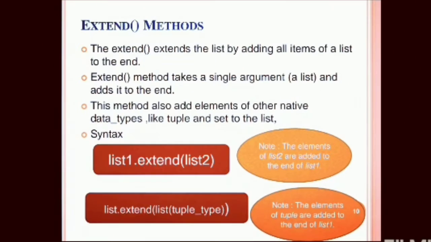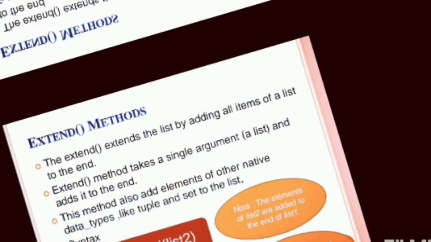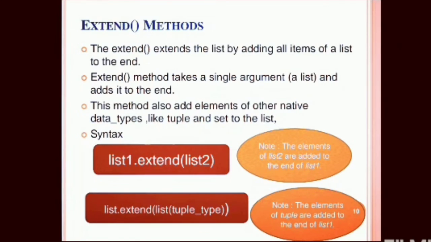Then the extend method. The extend method extends the list by adding all elements of the list to the end. The extend method takes a single argument and adds it to the end. This method also adds elements of other native data types like tuples and sets to the list. Syntax: list1.extend(list2).